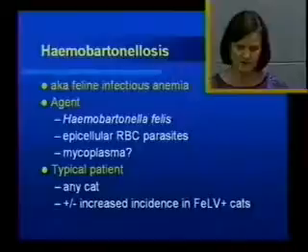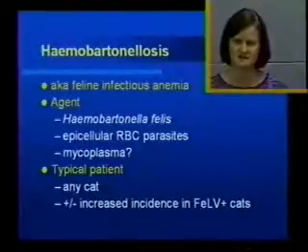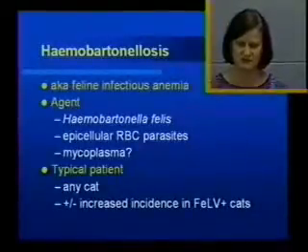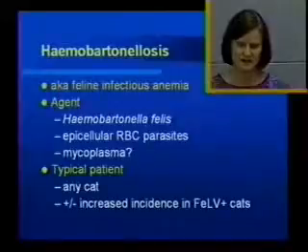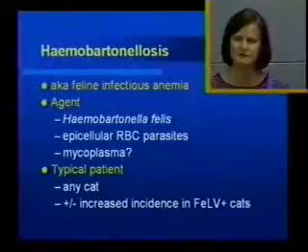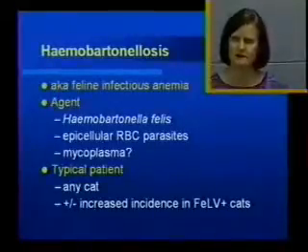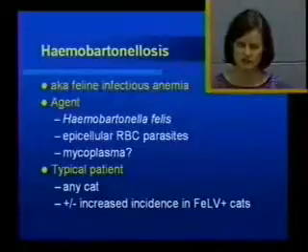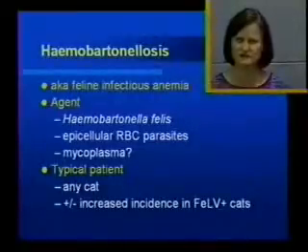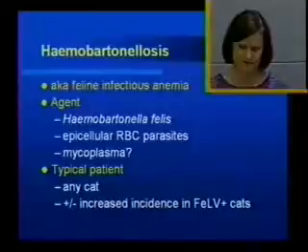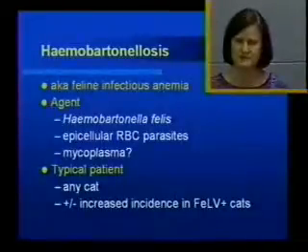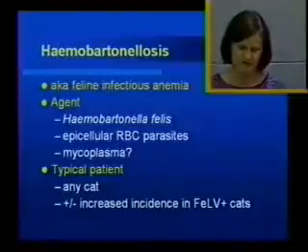Hemobartonella is another bacterial disease of cats. It causes a syndrome known as feline infectious anemia. It's caused by an agent, Hemobartonella felis, and this is a red blood cell parasite. But instead of living inside the red blood cell like other parasites do, it actually lives outside on the cell surface. It's been reclassified lately and is now believed perhaps to be a mycoplasma-like organism.